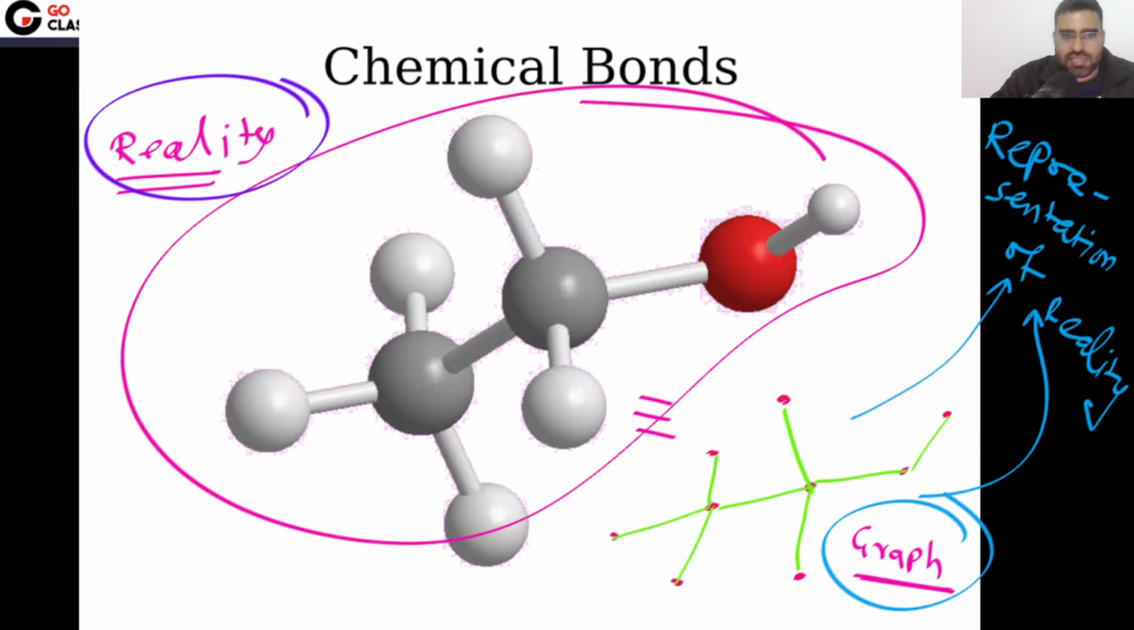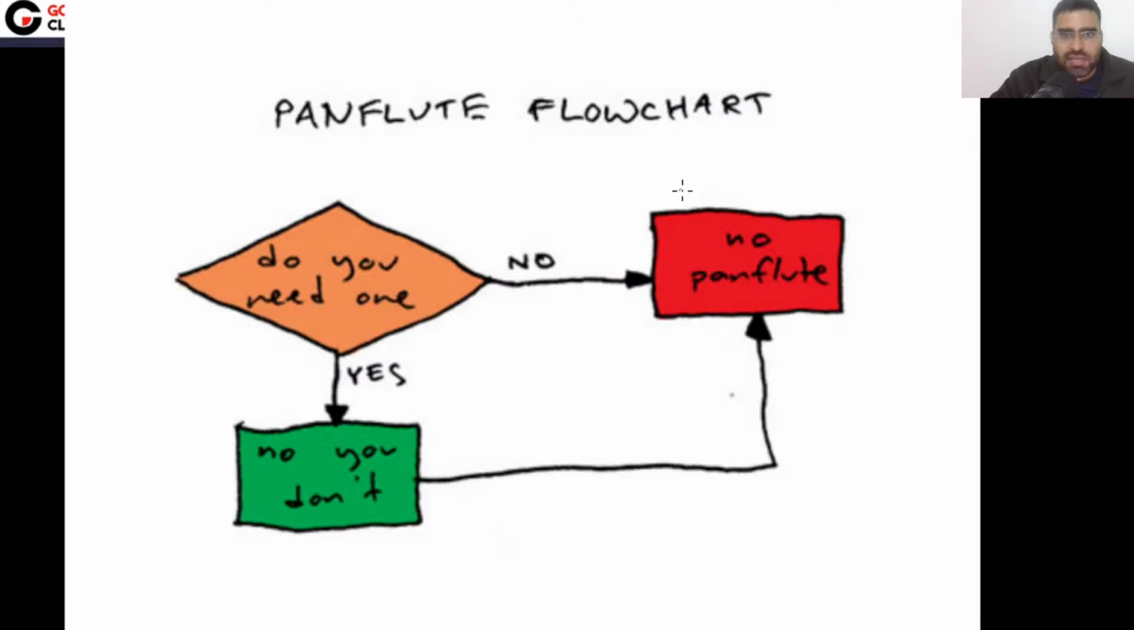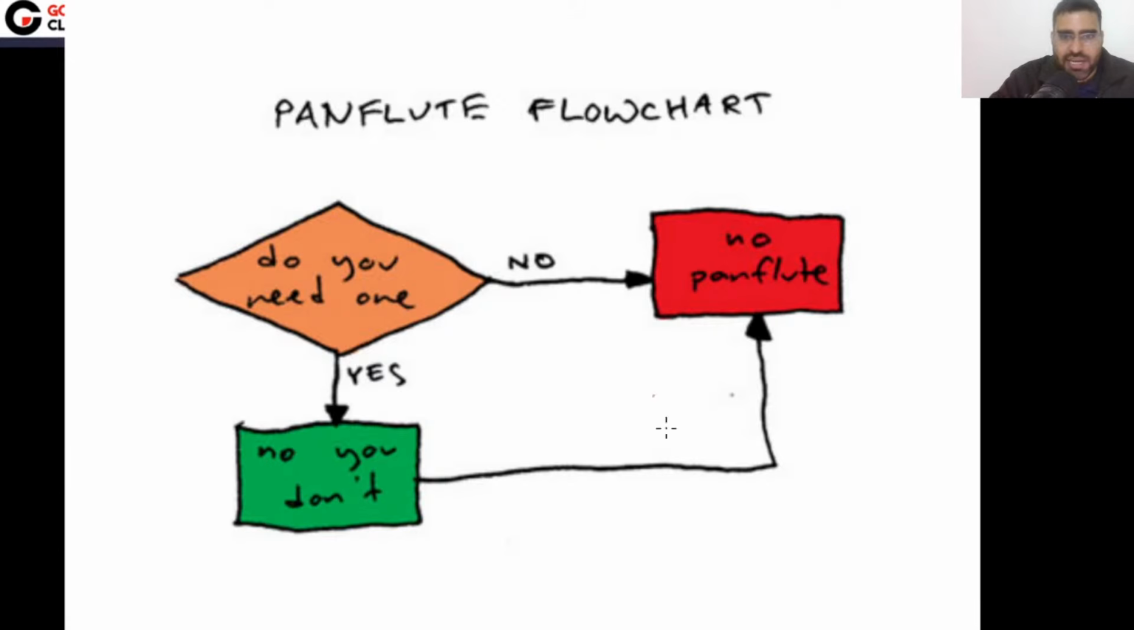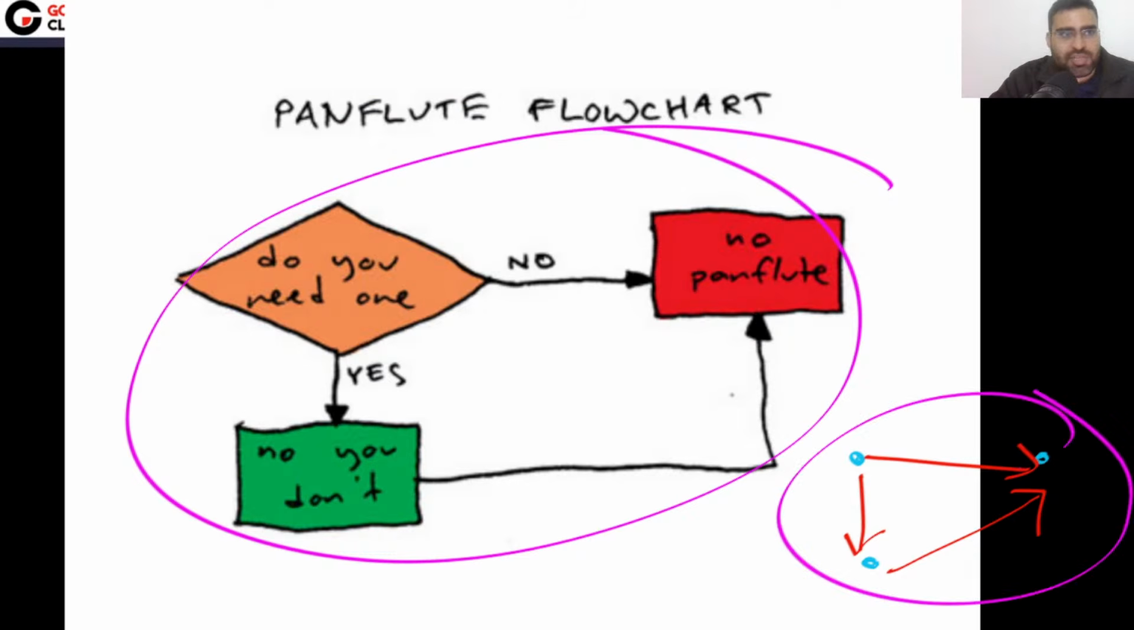Okay, so this is the simple idea. Now let's move on. For example, a flow chart can also be converted into a graph. You will get a directed graph here. If you want to study the properties of this flow chart, then you can study the properties of this graph. This is reality and this is a representation of reality.